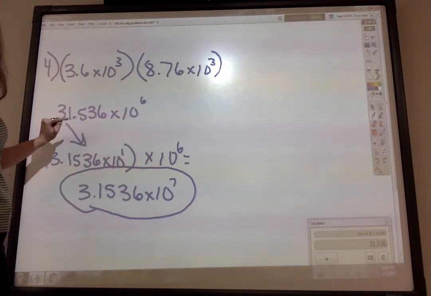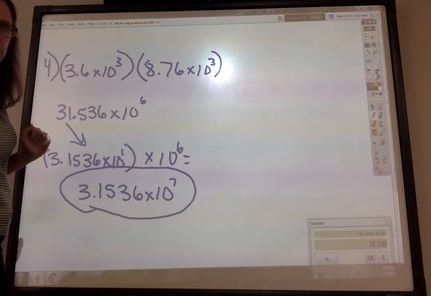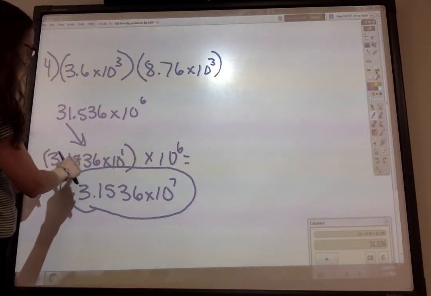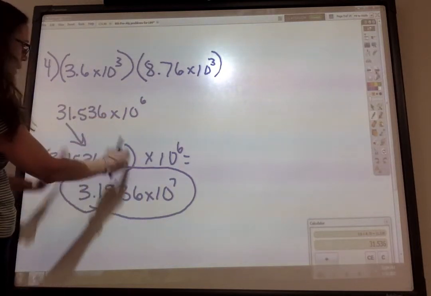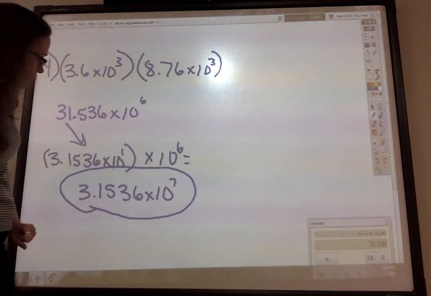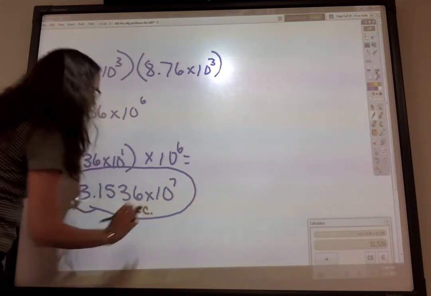But 31.536 is not proper scientific notation. So this turns into 3.1536 times 10 to the 1st. And then I bring my times 10 to the 6th down in. So my final answer is 3.1536 times 10 to the 7th seconds. Okay?